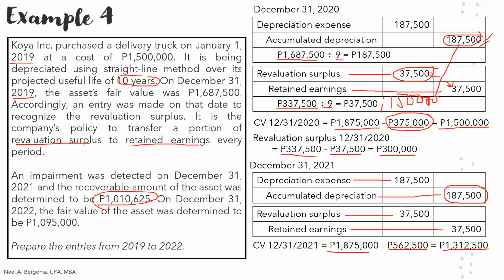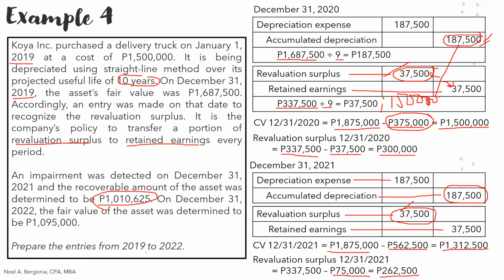Okay, and as to our revaluation surplus, we have 262,500 na lang po. Okay, so after the transfer natin na 37,500 ulit, times 2 yan kasi we have in 2020 at saka 2021. Kaya naging 75,000 yung dineduct dito sa computation. Okay? So that's our carrying value before we tend to compute for any impairment.